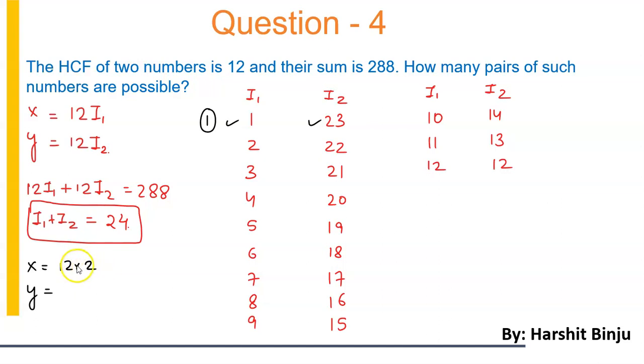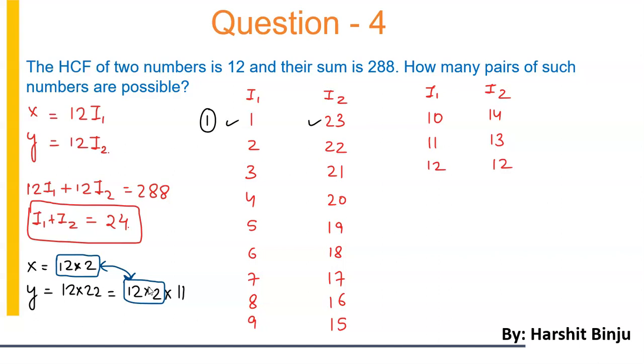12 into 2 itself, and if you talk about Y, then it will become 12 into 22, which is 12 into 2 into 11. Okay, now when you talk about SCF, we have to take something which is common. You can see that 12 into 2 is common in both X and Y. But we are looking for numbers which have SCF of 12.